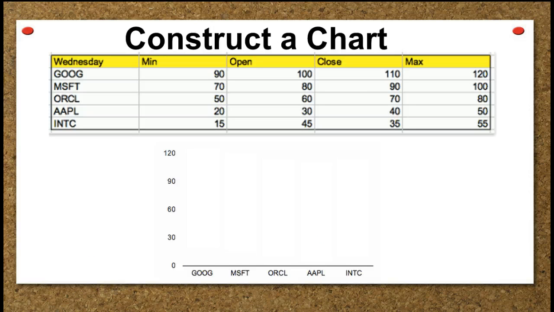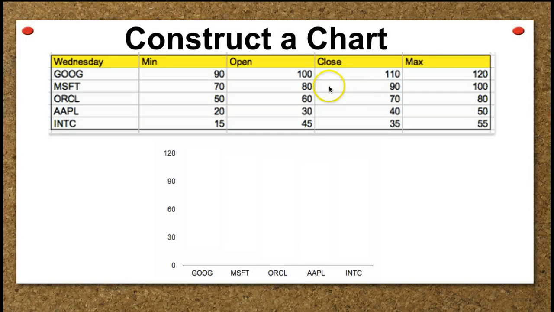Let's look at constructing a chart. Here's a bunch of different stocks: Google, Microsoft, Oracle, Apple, and then I believe this might be Intel Corporation. What we have here are some minimums, the open, the close, and some maximums for the day. So what I want to do is construct a candlestick chart showing each of these different companies. Well, remember, it's a little bit like a box and whiskers plot in that the shadows or the tails represent the min and the max, whereas the body represents the open and the close.